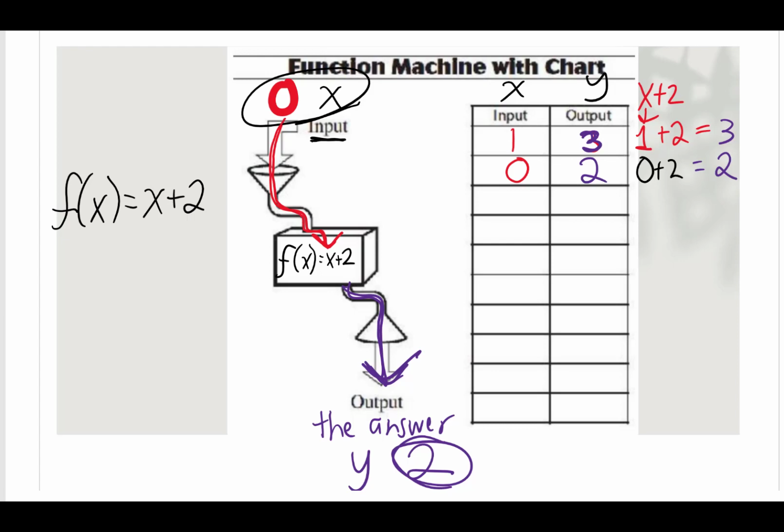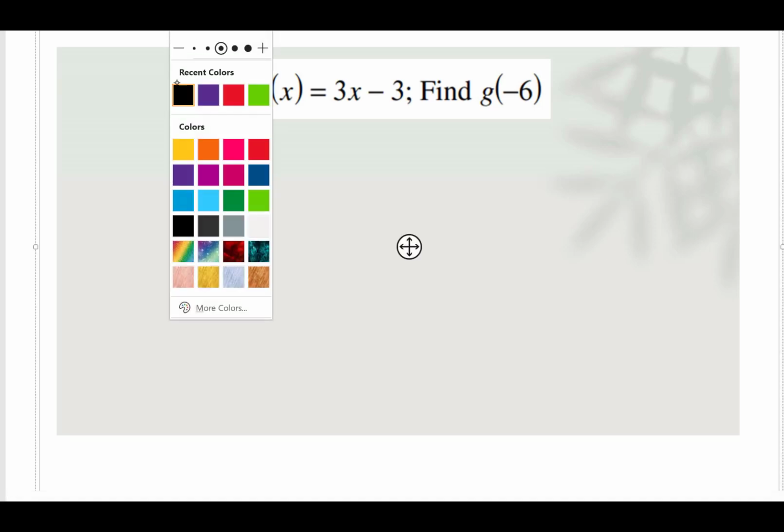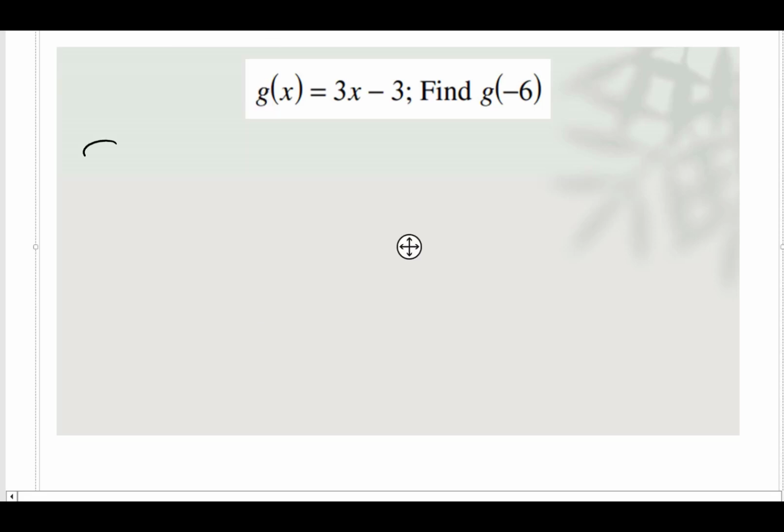So let's do our first example. So here's our first example. Okay? I'm going to draw the machine. Okay, so here's my machine.